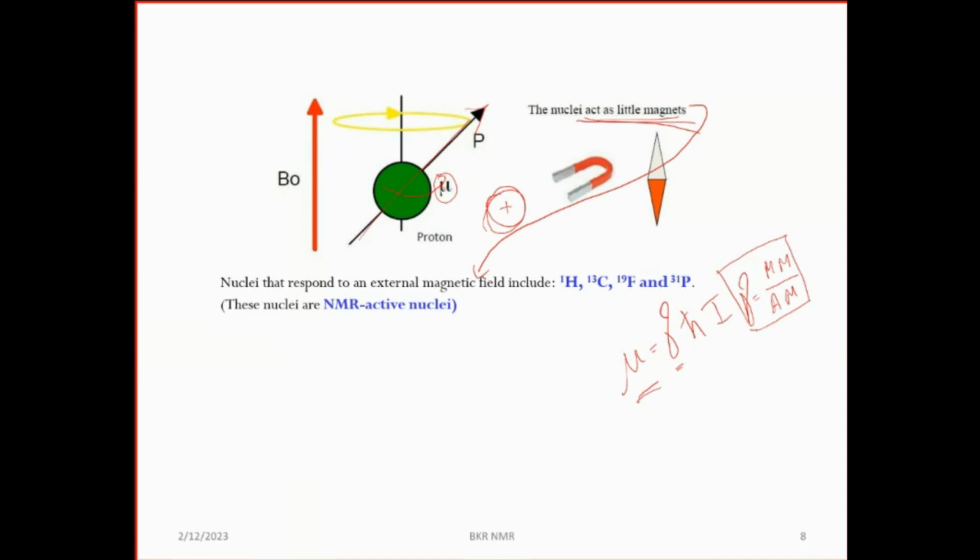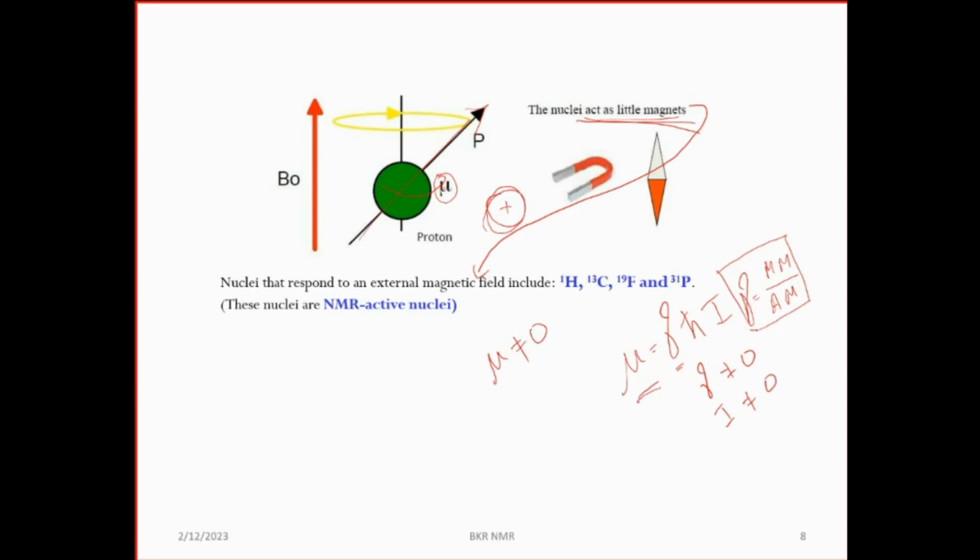Now, if somebody asks you which are NMR active nuclei and which are NMR inactive nuclei, the only question you should ask is whether mu is not equal to 0. If mu is not equal to 0, then the nucleus will be NMR active. That is the only answer. So when will mu be not equal to 0? Mu will be not equal to 0 when gamma is not equal to 0 and I is not equal to 0. So we propose a condition: a nucleus will be NMR active when the spin quantum number I is not equal to 0 and gamma is not equal to 0.